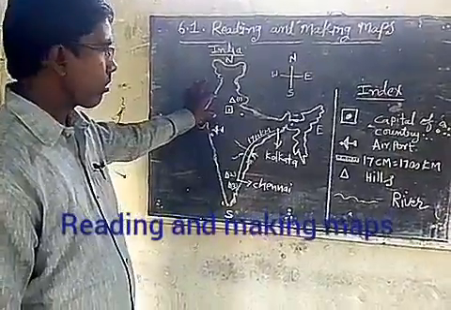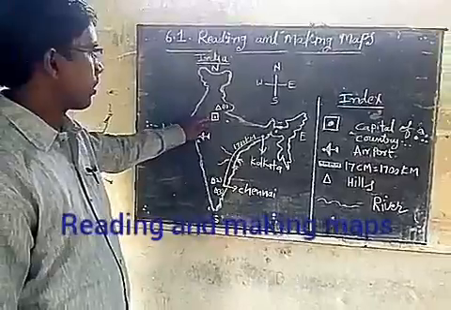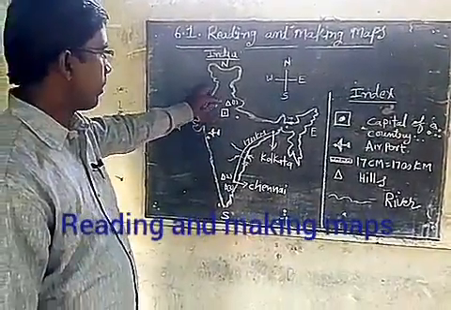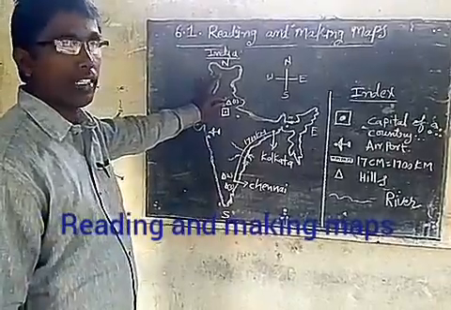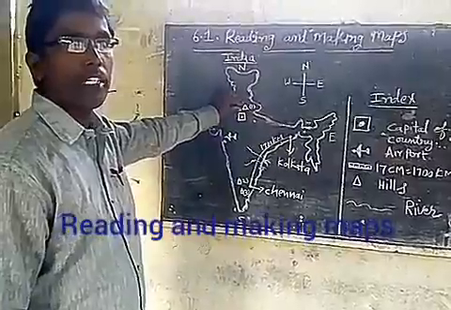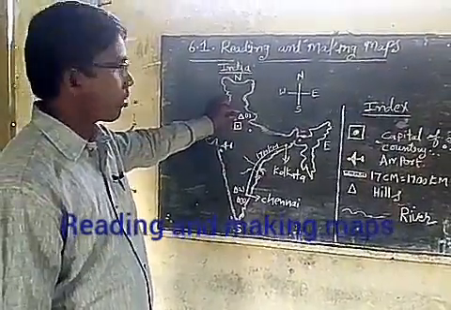Next, we show the symbol of a hill like this. In mathematics, this is called the delta symbol. This symbol shows the hills.